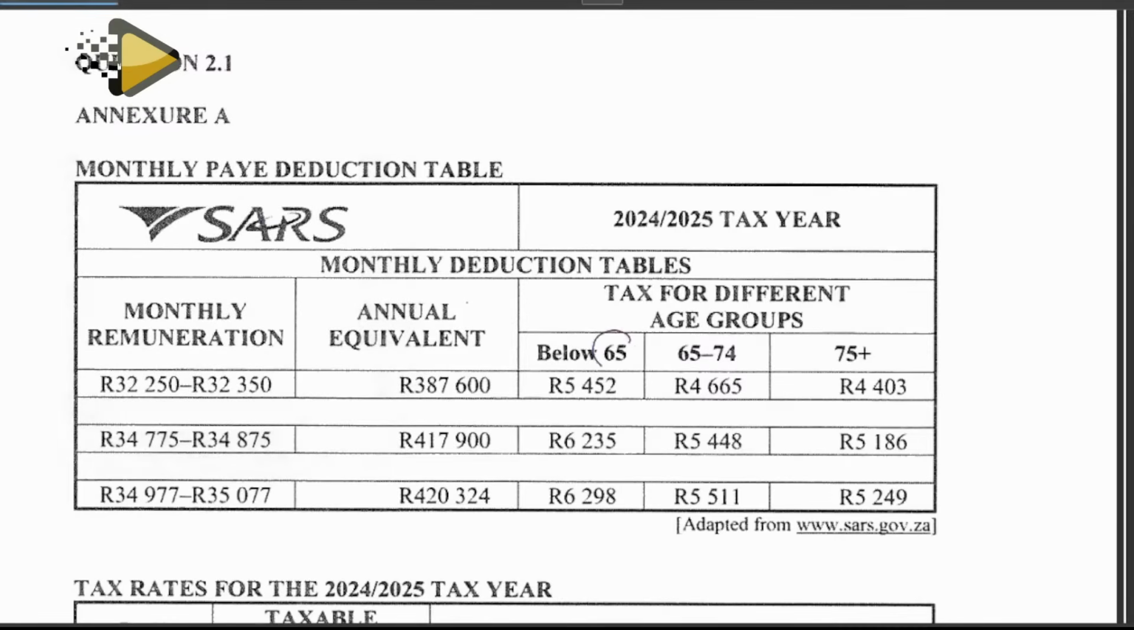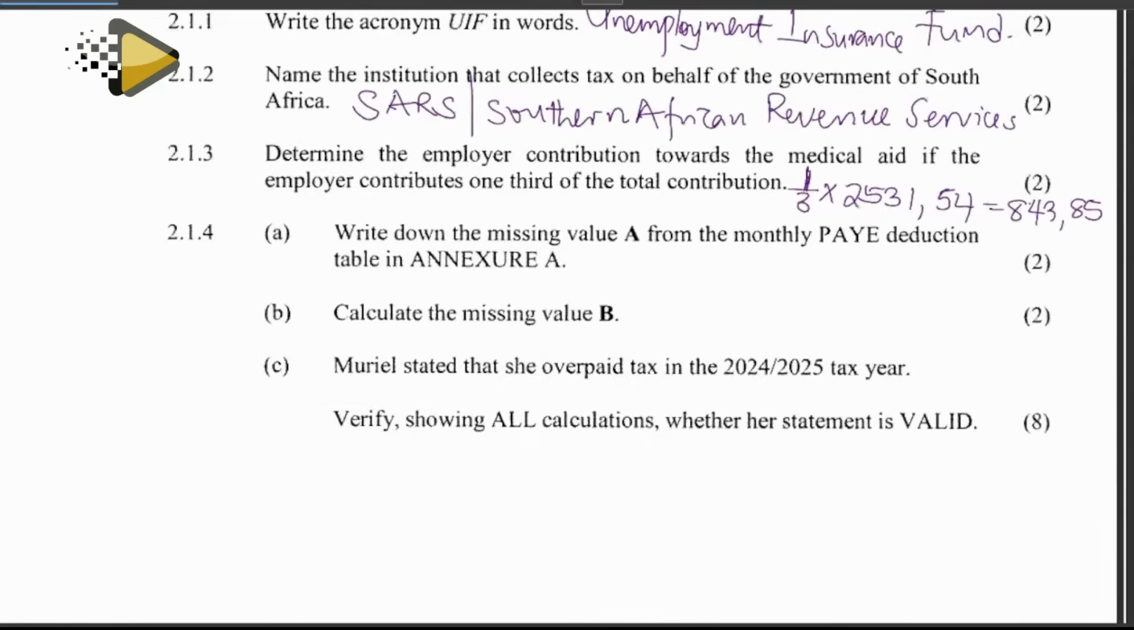42 is below 65. Now the person earns 30. Here we go. Monthly remuneration, monthly payment. The person is here. So how much will they pay? They have to get 6,298. So here the value of A equals 6,298.